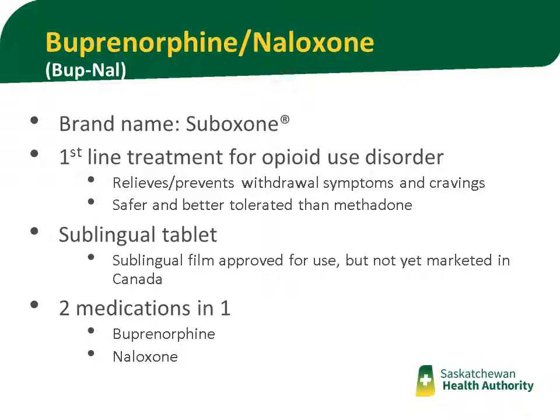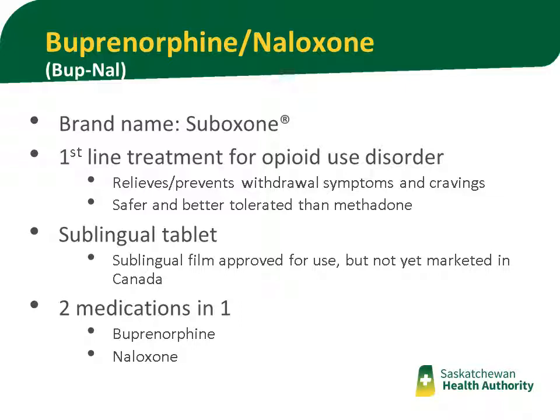Buprenorphine naloxone, also known by its brand name Suboxone, is used in the treatment of opioid use disorder. It works by relieving and preventing opioid withdrawal symptoms and cravings, resulting in a reduction or cessation in the use of other more problematic opioids. Because it is safer and better tolerated than methadone, it is now considered first-line therapy for most patients.